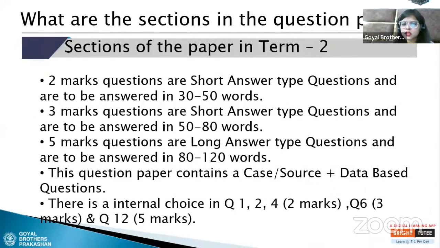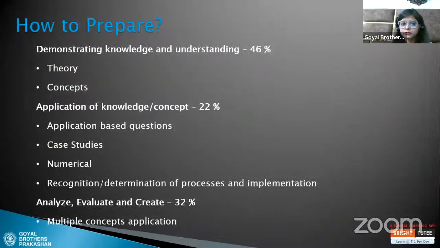The 2-marker questions are short type, to be answered in 30 to 50 words. 3-markers are also short type, to be answered in 50 to 80 words. Long-type are 5-markers, to be answered in 80 to 120 words. There was a case, source, or data-based question, and there was an internal choice in questions 1, 2, and 4, which were 2-markers, question 6, which was a 3-marker, and question 12, which was a 5-marker. So this is how the internal choice was there in the paper.